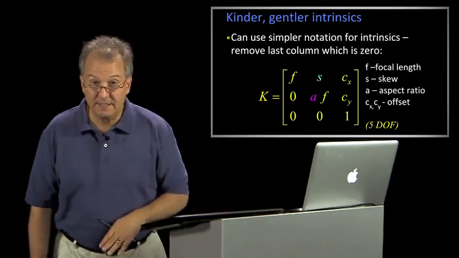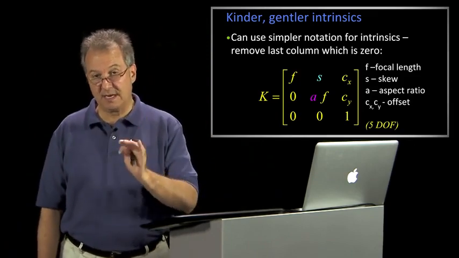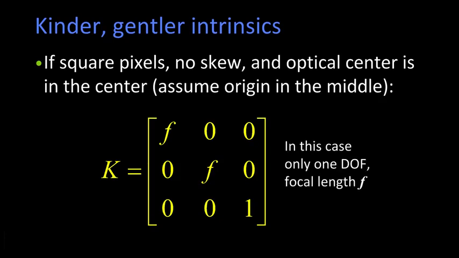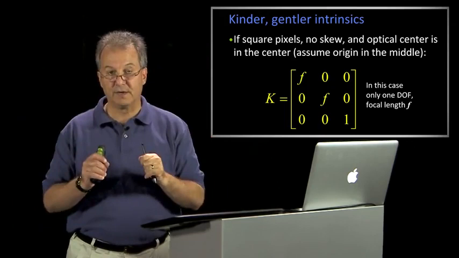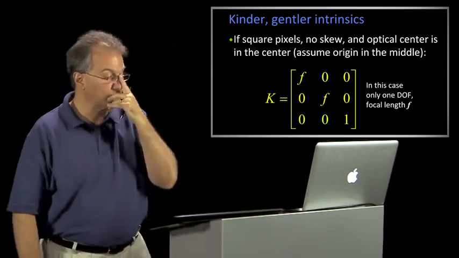Okay? Now it turns out this can get even easier. The way it gets really easy is we assume a certain niceness of the universe. The niceness of the universe that we might assume is if we have square pixels, if there's no skew, and if the optical center is actually in the middle, then we have no A, we have no S, we have no CX, we have no CY. All we have left is F. F is the only degree of freedom left. So when you're doing a lightweight calibration, you'll just search for F, assuming that your optic axis is in the middle, assuming there's no skew, and assuming that your pixels are square.